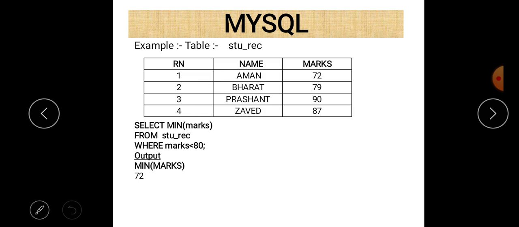And if you want to find out the minimum marks among different students, then for that purpose we just write select, and then the name of the function min, and then the name of the column. The name of the column is marks here. From the table name stu_rec, and after that the where clause if the condition is there. And suppose there is a condition that marks should be less than 80, then we can give marks less than 80 with the where clause. So you can easily see that the minimum marks will be 72.